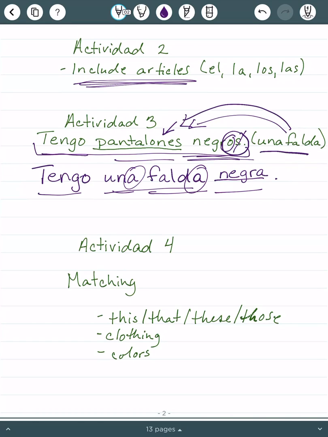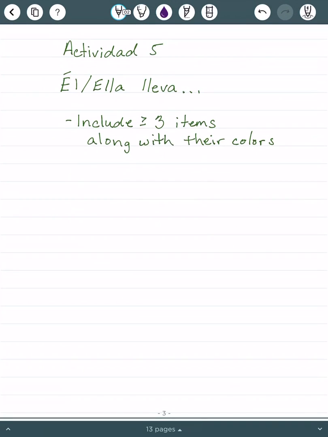So moving on to activity 4. This one, it's just matching. It's pretty straightforward. Pay attention to your demonstrative adjectives, this, that, these, or those, and then clothing and colors. Pretty obvious. All right, activity 5. For this one, I had you save this one for later on in the chapter on purpose. So don't be trying to do these in order. Activity 5 is one of the more difficult activities.